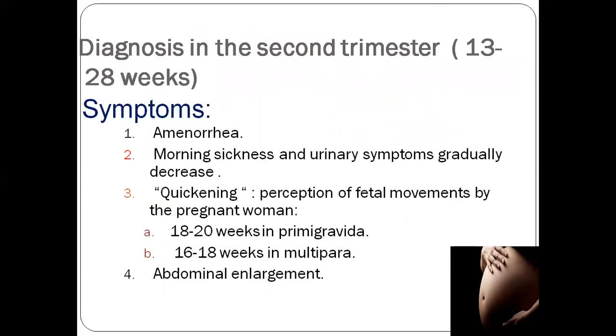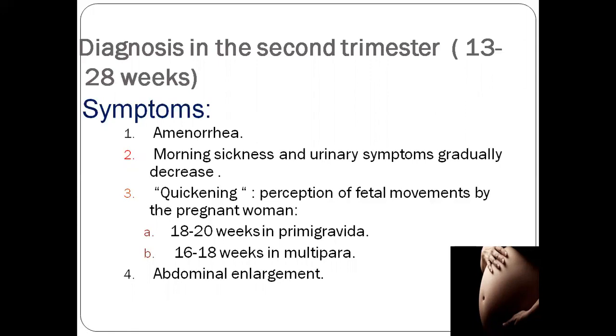Now, next is the diagnosis in the second trimester, that is 13 to 28 weeks. Here, the symptom, amenorrhea, will be continuing. Morning sickness may reduce. As we said, it is most commonly seen in the first 3 months. So gradually it decreases, and even the urinary symptoms will also decrease.